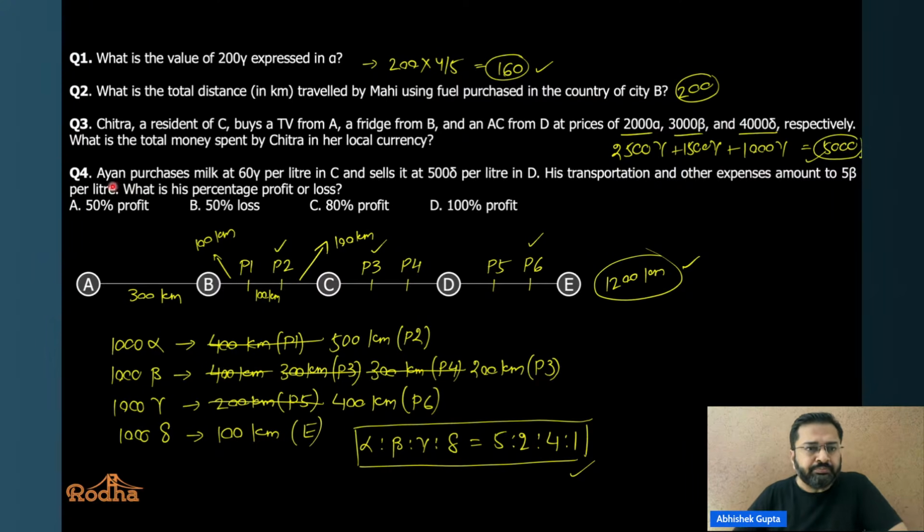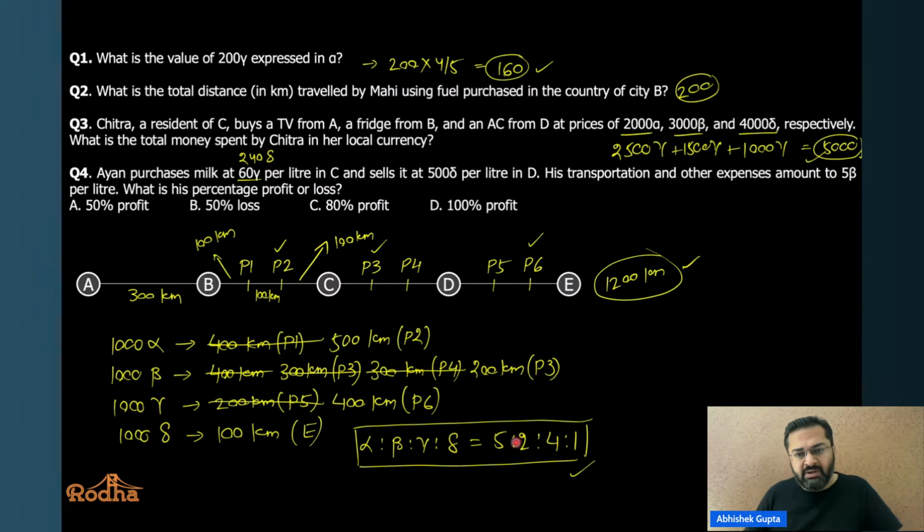And the last question, Ayan purchases milk at 60 gamma per liter in C and sells it at 500 delta per liter in D. His transportation and other expenses amount to 5 beta per liter. What is his percentage profit or loss? Let's change everything to delta only. So 60 gamma and delta. Look at this, 4 times. Gamma is 4 times more valuable. So what would this become? 60 times 4, 240 delta. And what is this expense?